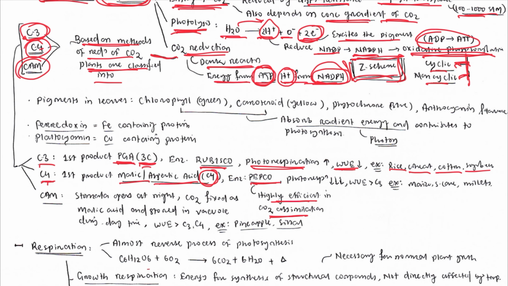Now in C4 plants, photorespiration is very low and water use efficiency is greater than C3 plants, and examples of C4 plants are maize, sugarcane, different millets. These are the examples of C4 plants.